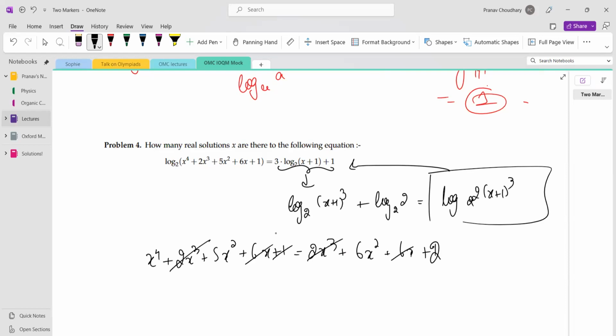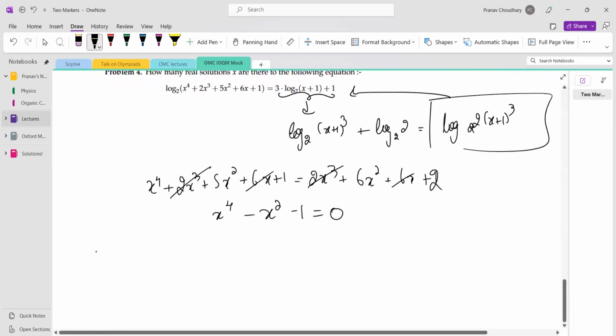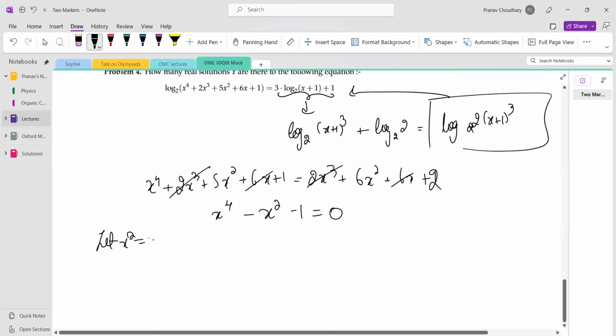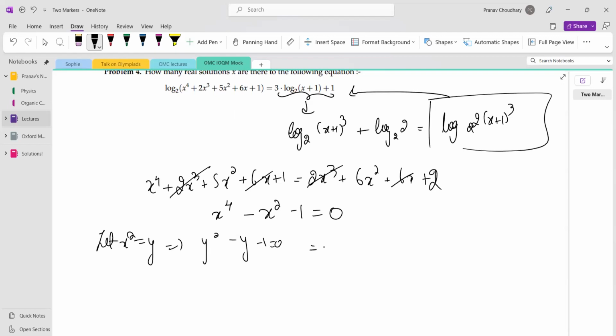Oh, sorry. Here it should be a 2. So this expression would just become x to the power 4 minus x square minus 1 equals 0. Now the standard thing: let x square be y. This implies y square minus y minus 1 is 0. It is a quadratic, so y should be 1 plus minus under root b square minus 4ac divided by 2a.